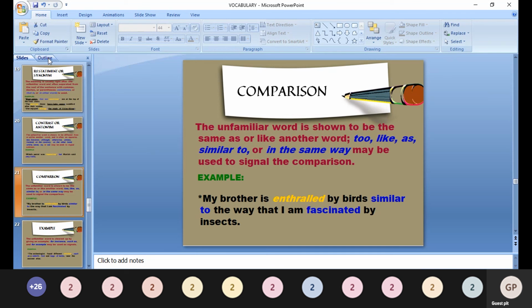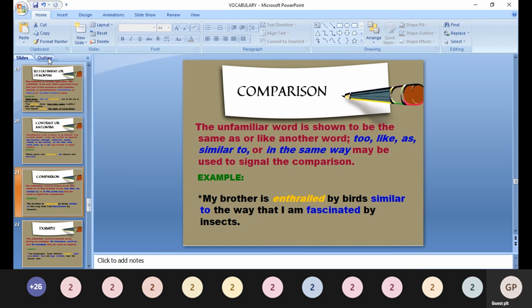The unfamiliar word is shown to be the same as or like another word. To, like, as, similar to, or in the same way may be used to signal the comparison. Okay, so you compare. See, my brother is enthralled.